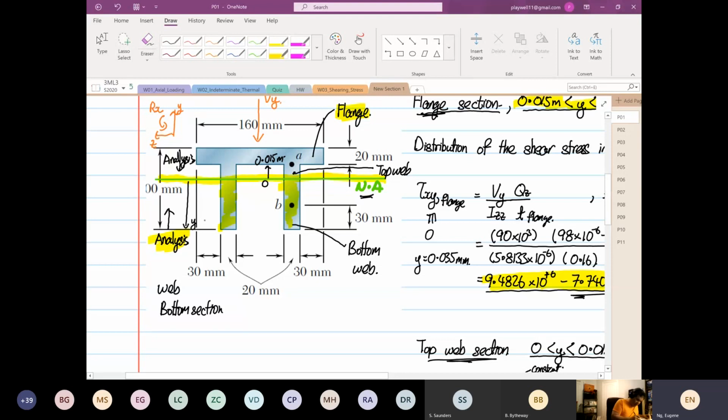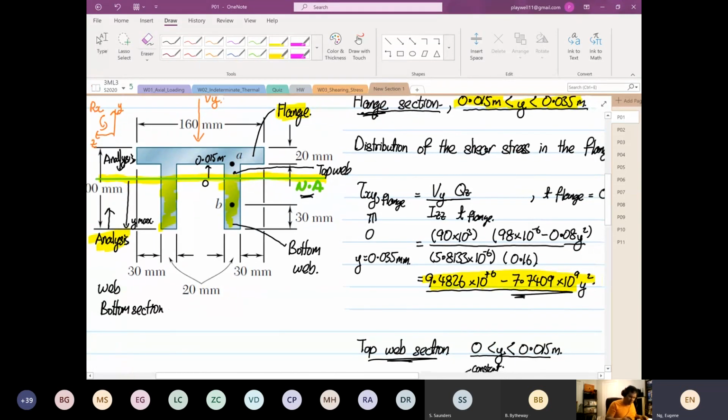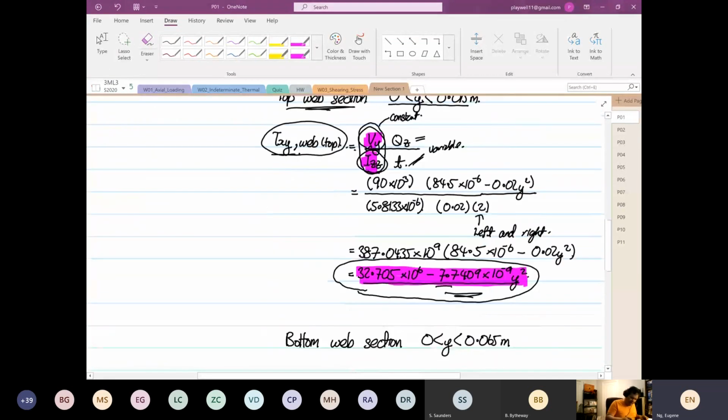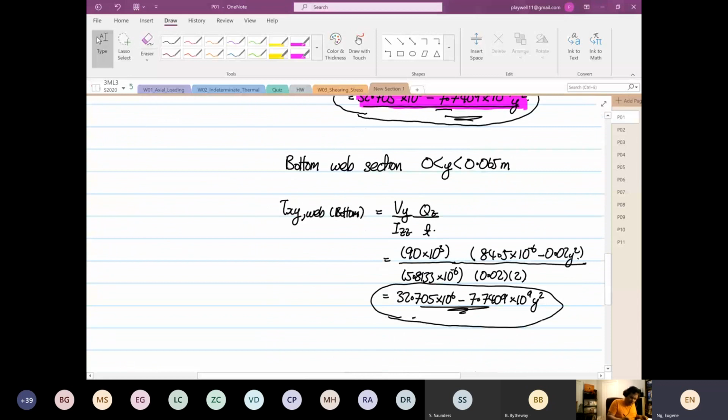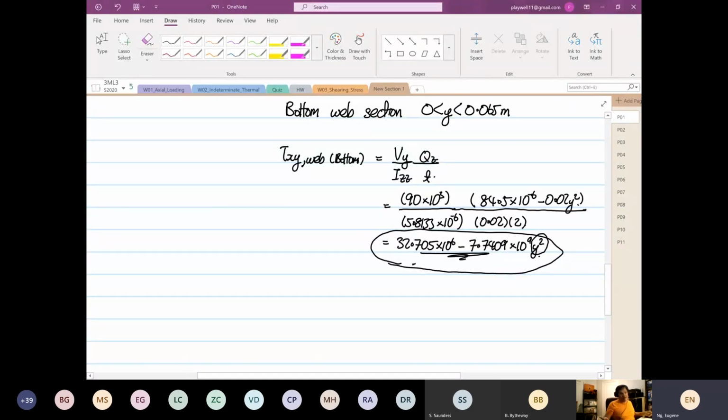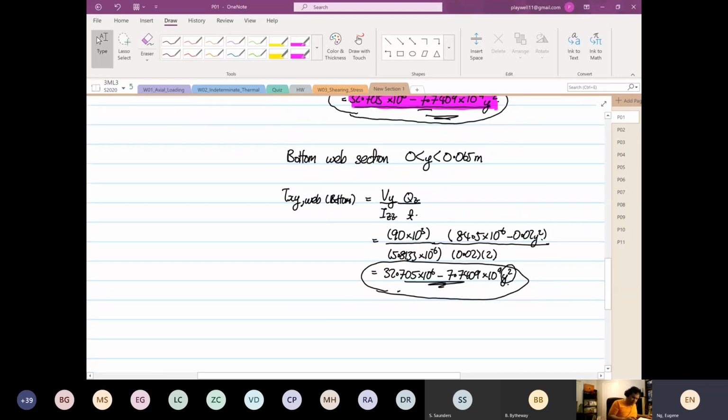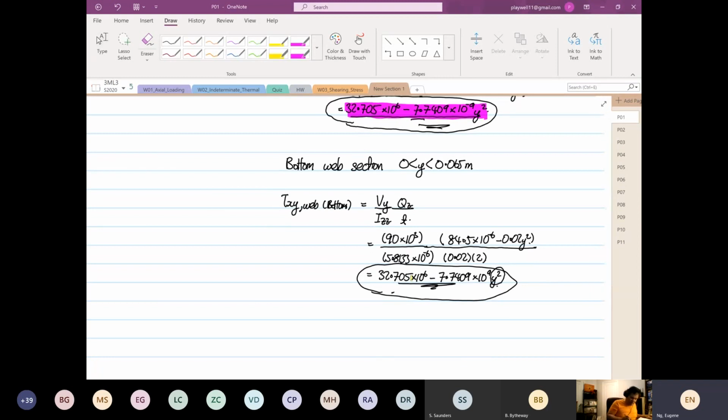Some of you say, Eugene, it is below the centroid, so it should be minus. You're absolutely right, but it does not really matter. Why? Because at the end of the day, the expression is y squared, so whether it is positive y or negative y does not matter at all. From here, at the bottom section, we derive another expression, and then we have this relationship.